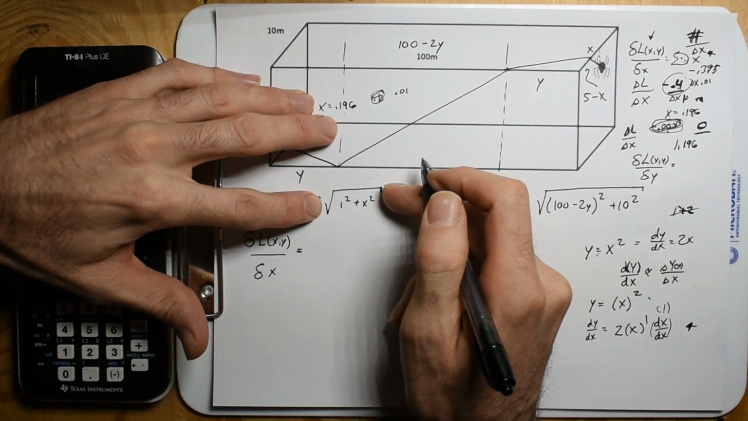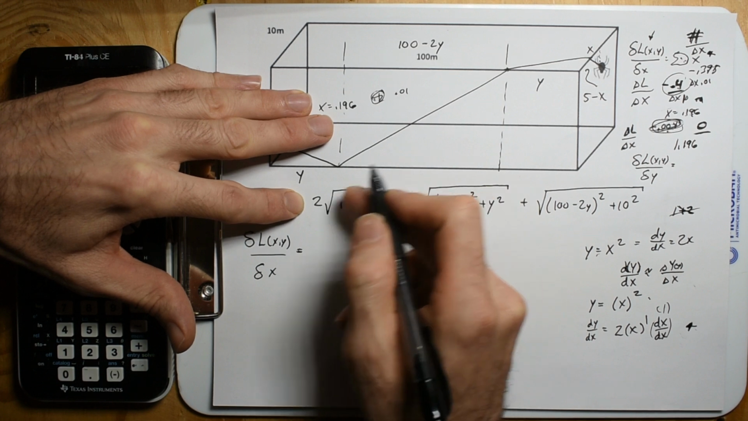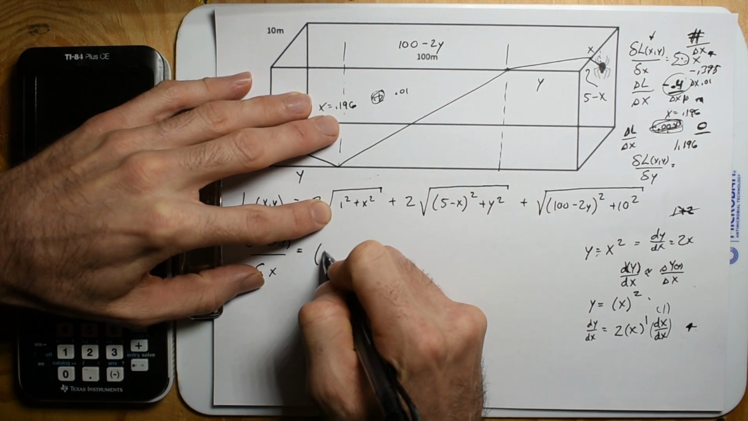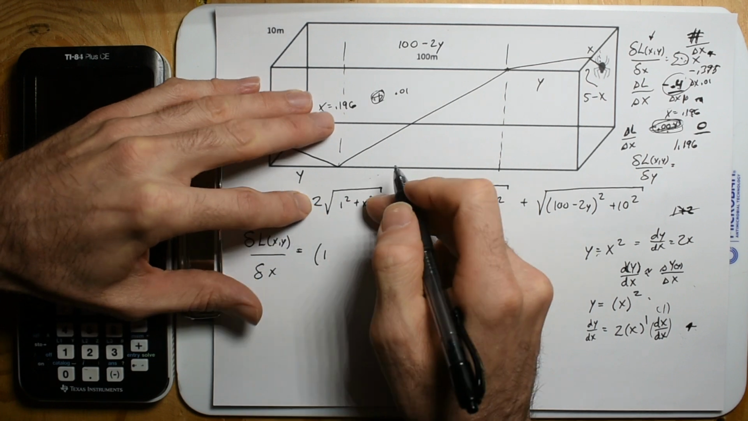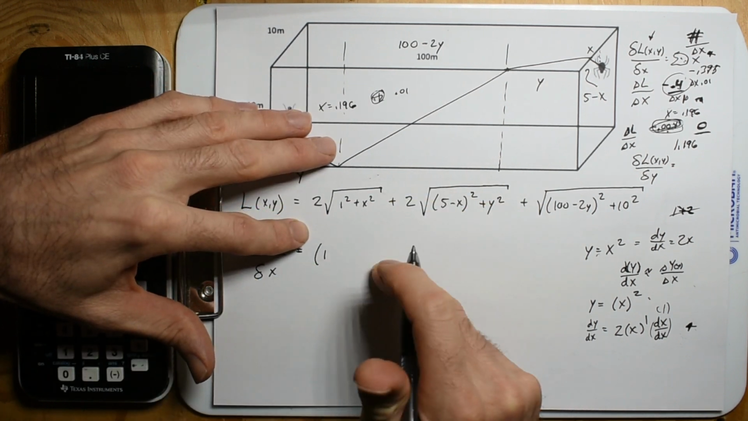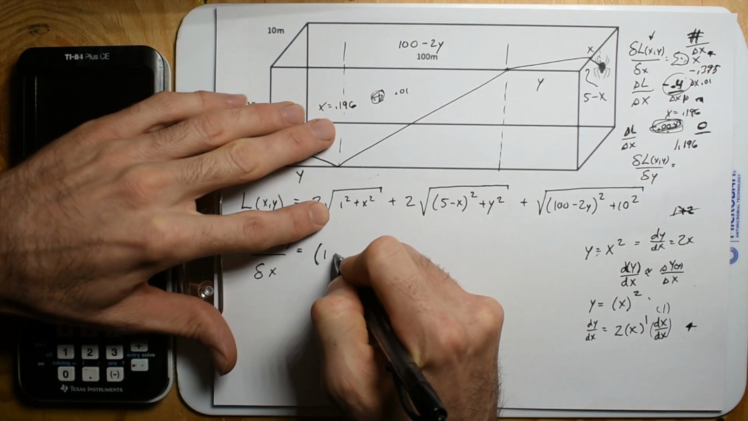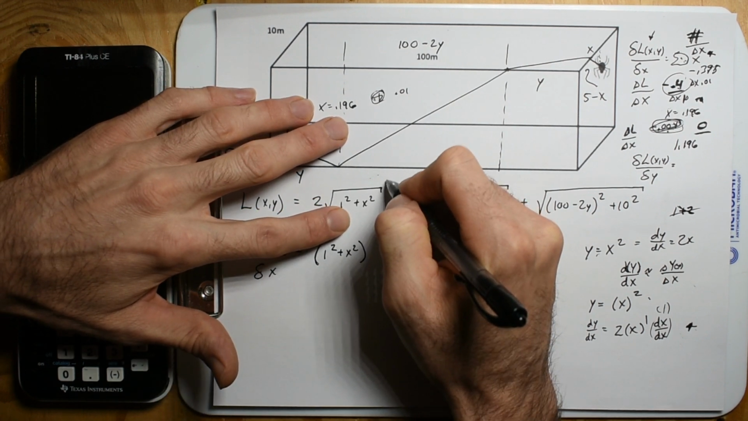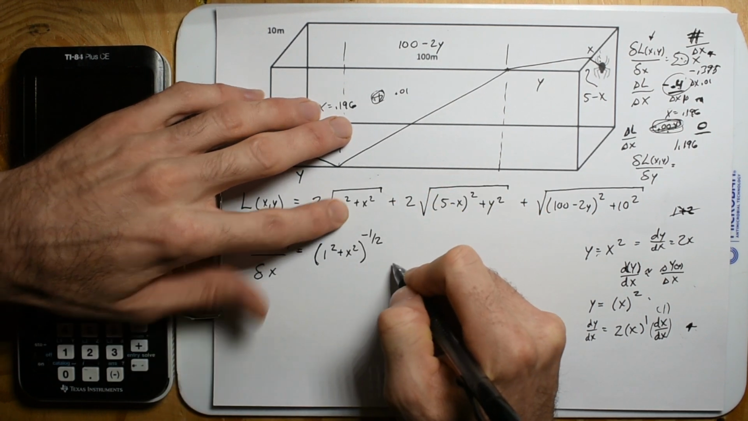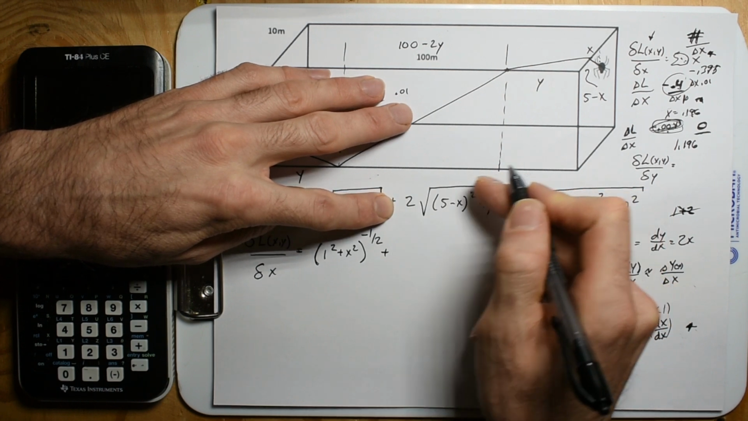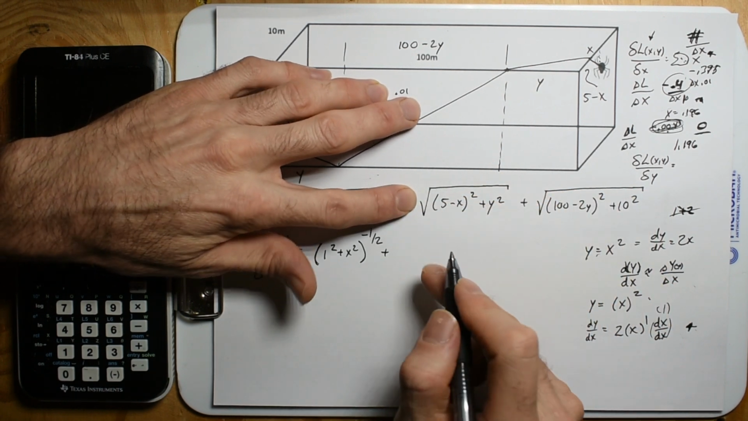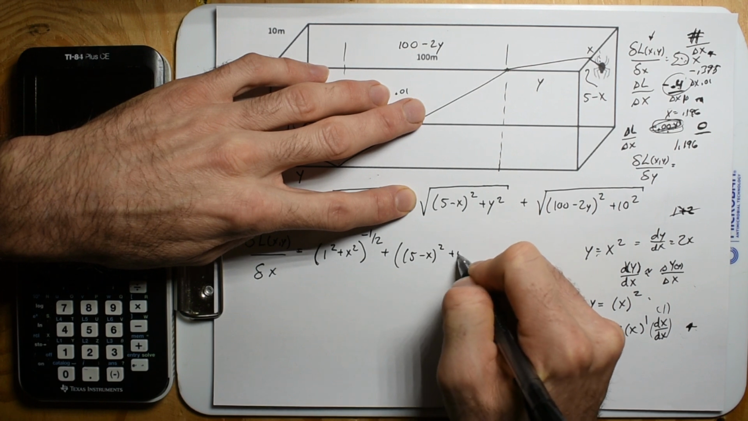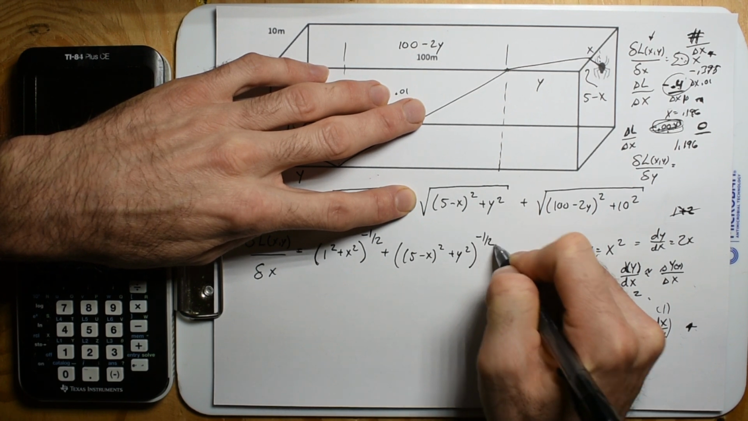So we're going to bring down this power. 1/2 times 2 is just 1. We're going to rewrite everything on the inside. It's no longer a square root in the numerator, so I just write parentheses 1 squared plus x squared, and we drop that power to the -1/2. Okay, next one. The half comes down and cancels the 2. We're going to have 5 minus x squared plus y squared to the -1/2.